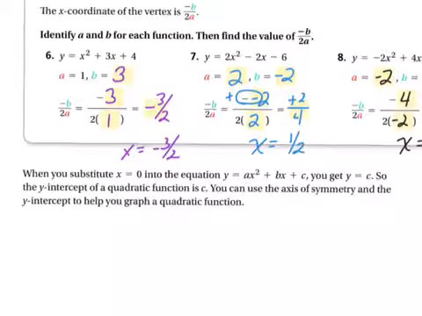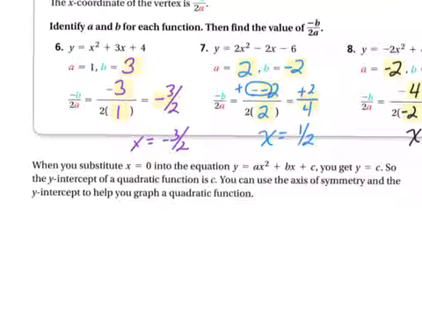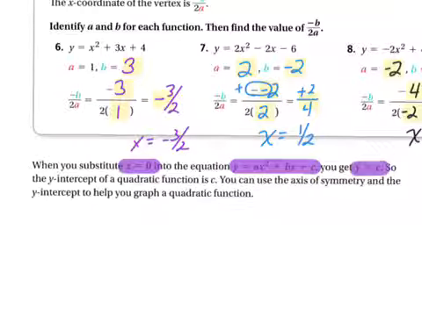When you substitute x equals 0 into the equation y equals ax squared plus bx plus c, you can determine when y equals c. By determining when y equals c, you can determine the y-intercept. Remember, that's when you have x equal to 0, you can determine what y is. That makes sense, because on the y-axis, that's where x equals 0. Between these two things, the axis of symmetry and the y-intercept, we can graph a quadratic function.